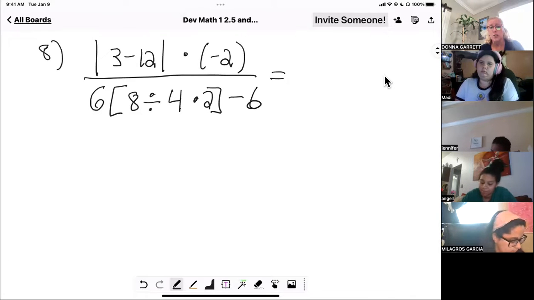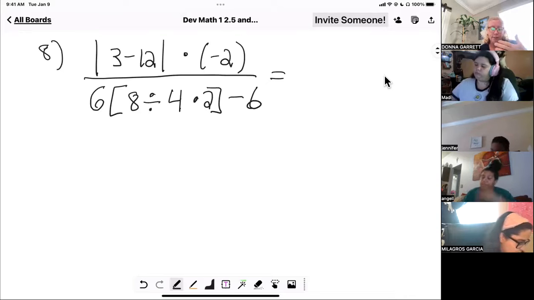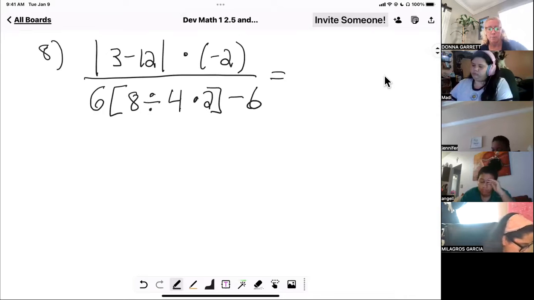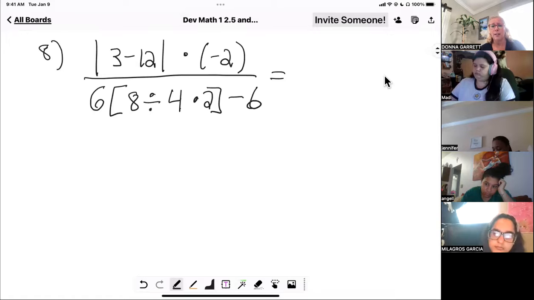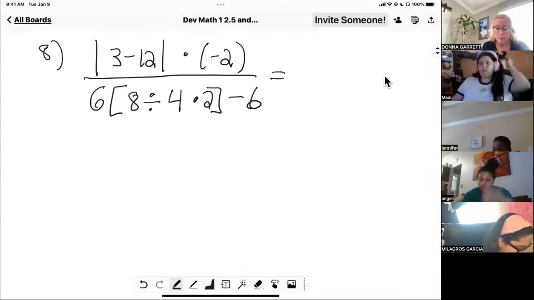But if you're really good at these, you could do the parentheses on top and the parentheses on the bottom at the same time. So feel free to do that. I'm going to show every little step though. Okay, so here we go.